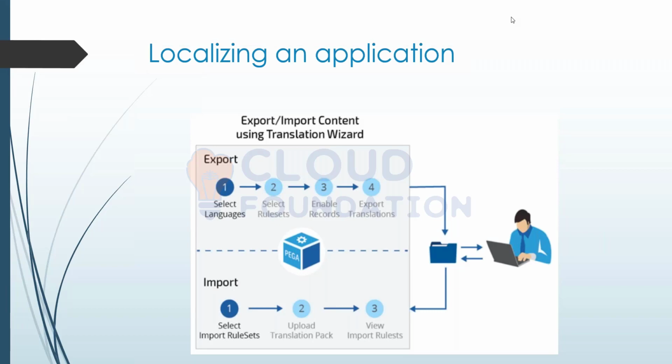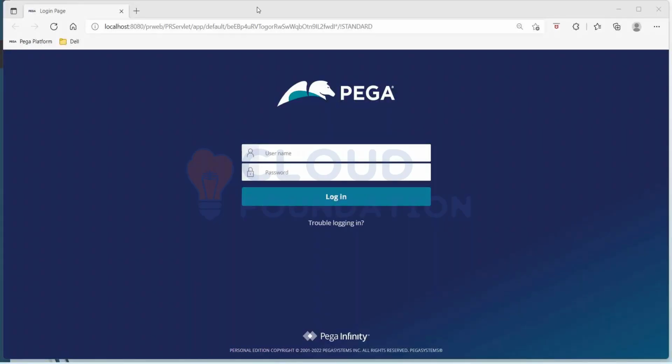Right? So for the importing part, we will import the rule sets, then the translation pack, whatever is exported. So the same thing would be imported back into the application environment. Right? So let's see this in a step-by-step process. I think we'll directly move into the dev environment. So we'll see how this is taken care of.